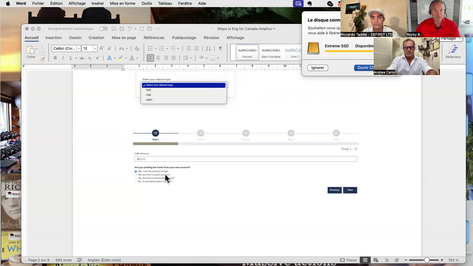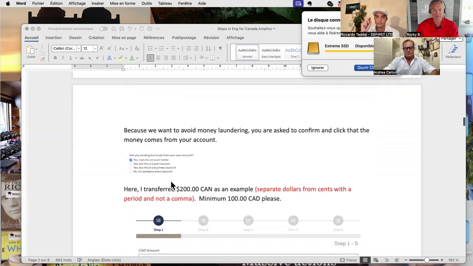You have to click on yes, I am the account holder, because if you're not the account holder, you cannot make the transaction. It's a matter of compliance with Wayne. Wayne is very strict on that. You cannot send money for your girlfriend or your wife or whatever. Send the money to her bank account and she will do the transaction. This is very important.